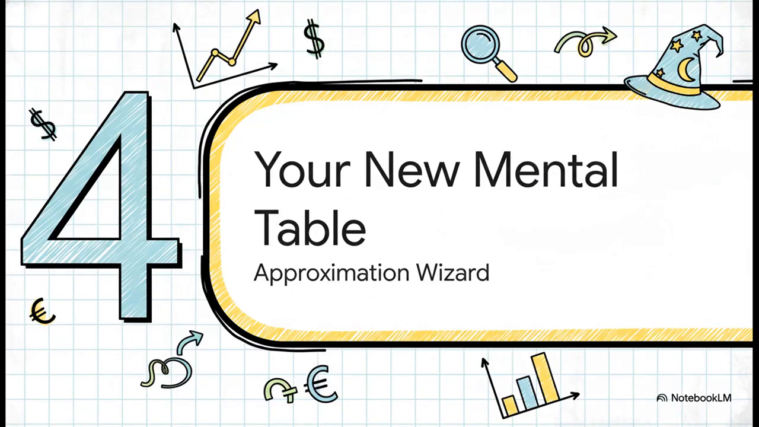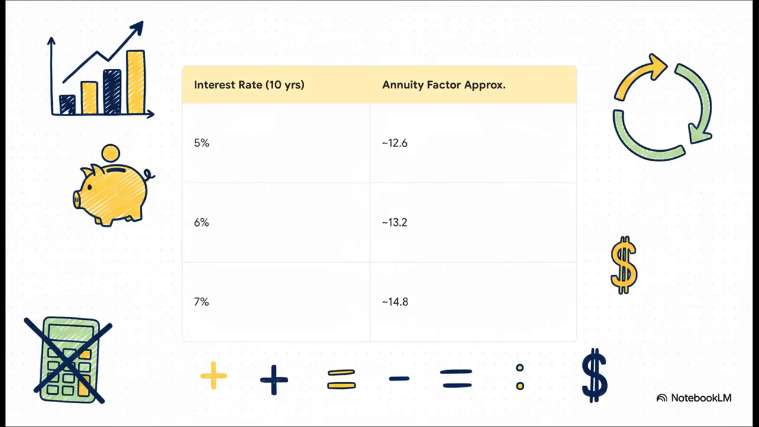But here's where this gets really powerful. This isn't just a one-trick pony for one specific question. You can actually generalize this method and turn it into a powerful mental tool that you can use anytime you face a problem like this on an exam. In fact, you can basically create a little mental cheat sheet for yourself. For a 10-year annuity, the factor for 5% is around 12.6. For 6%, it's that 13.2 we just figured out. And for 7%, it's about 14.8. If you just memorize these three simple numbers, you will look like an absolute wizard on exam day. You'll be solving these problems in seconds, while everyone else is still staring at the page.